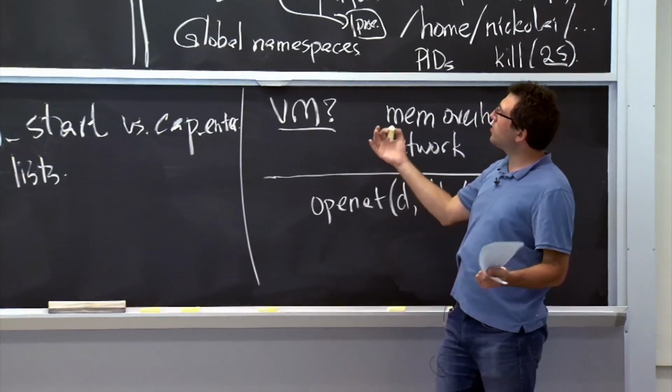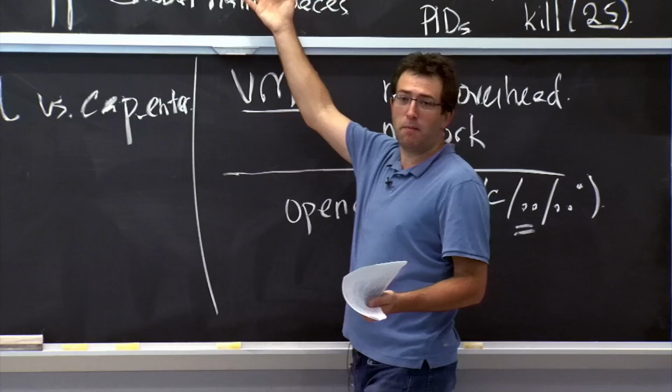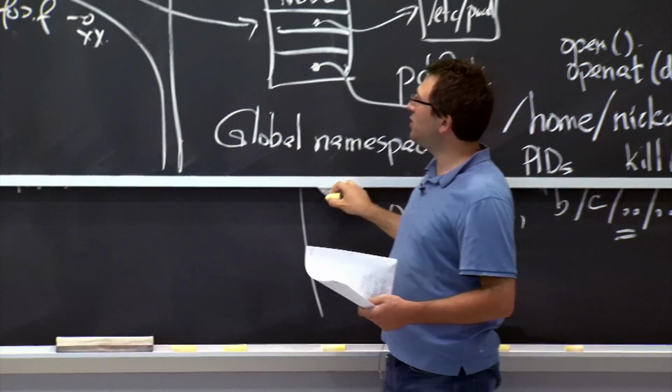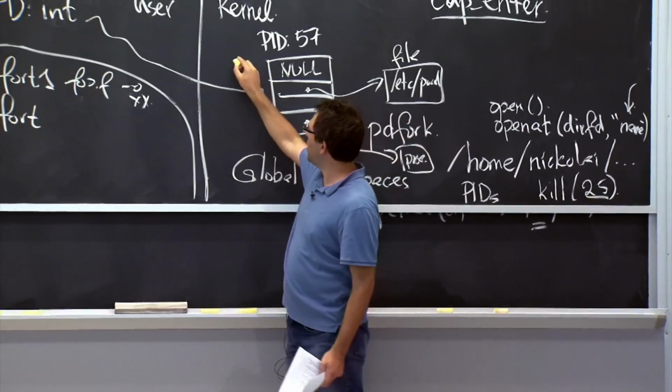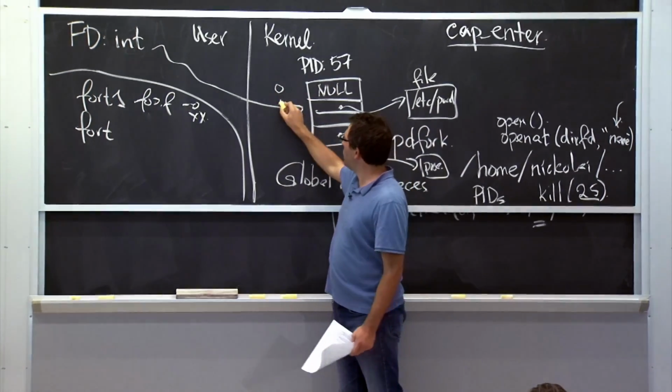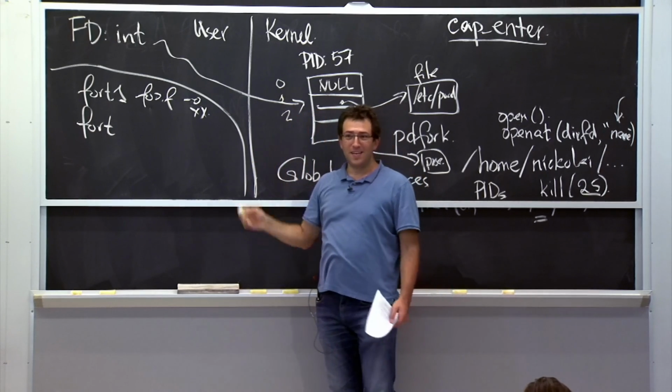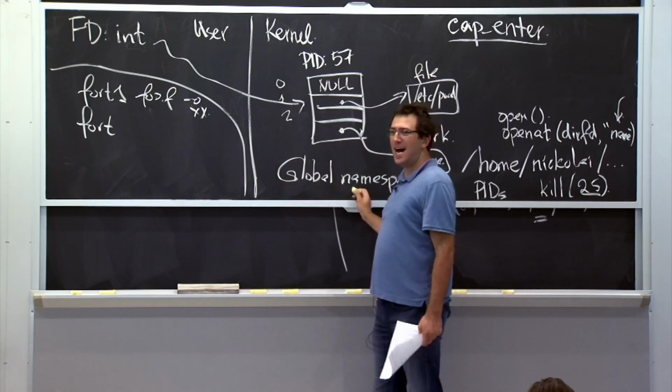But there's no real good way to name these things other than by number. So the somewhat surprising convention, if you haven't run into it before, is that slot 0 is your input, slot 1 is your output, and slot 2 is where you should print error messages. And that's how Unix sort of works.